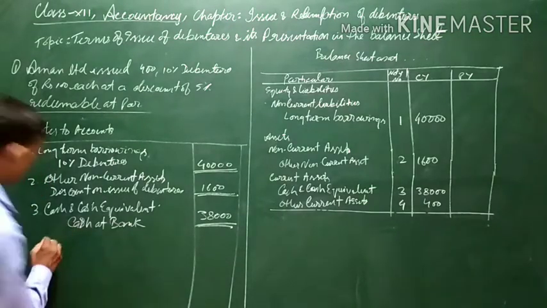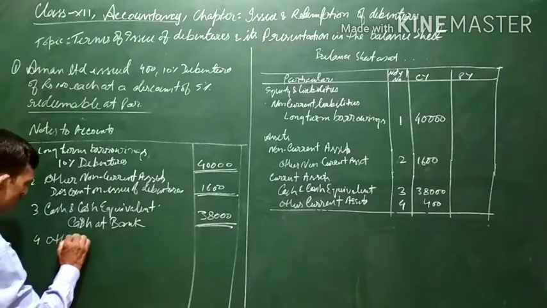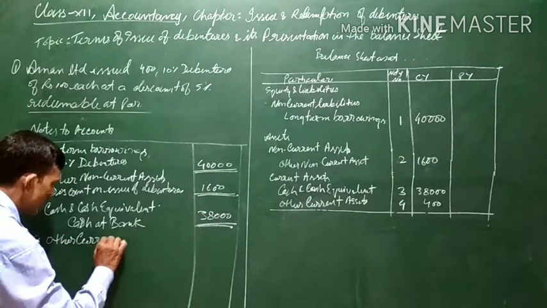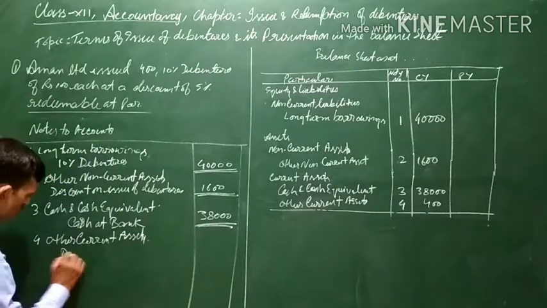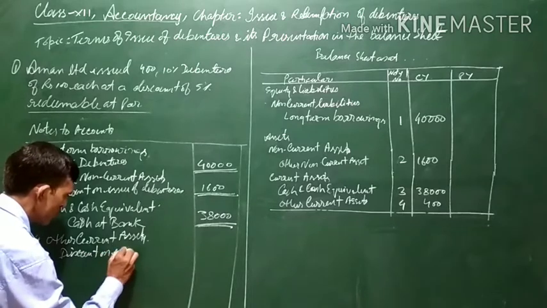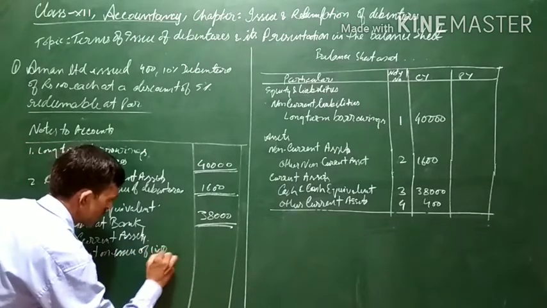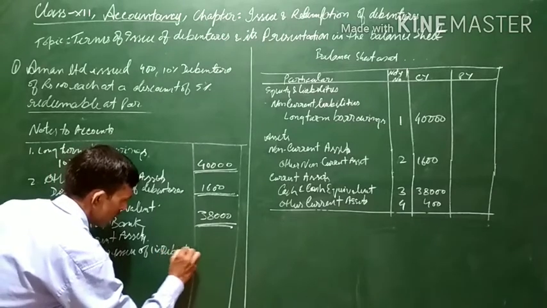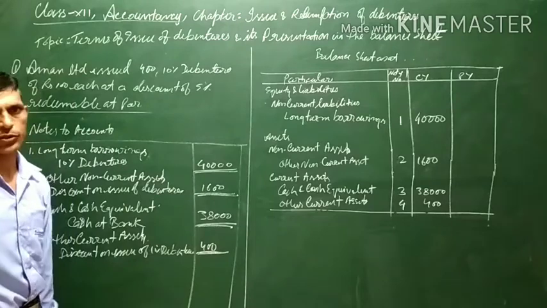Cash and cash equivalent you have already written. Other current assets: what is this? This is the discount on issue of 10% debenture, 400. This is the discount on issued debenture.